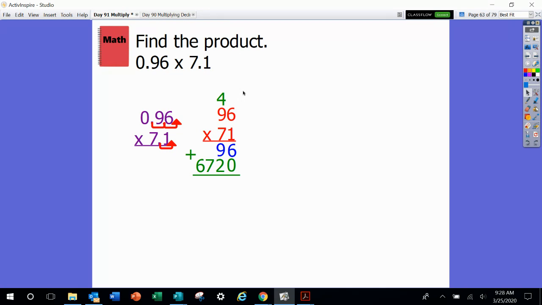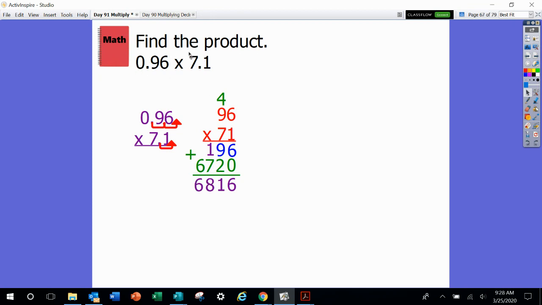Okay, go ahead and make sure you're copying that down, getting that down in your notes. Let's go ahead and add down. 6 plus 0 is 6. 9 plus 2 is 11. 1 plus 7 is 8. And 6 plus nothing is 6.